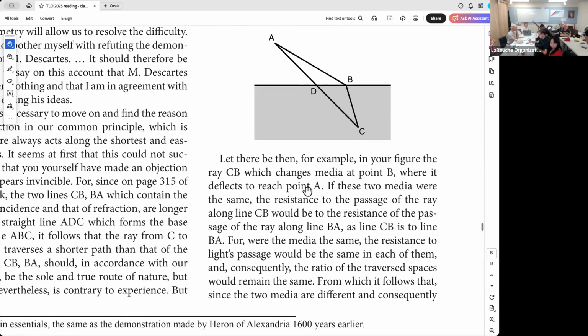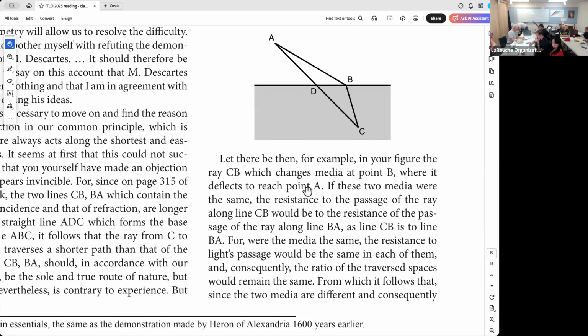Go ahead. Let there be then, for example, in your figure, the ray CB changes media at point B, where it deflects to reach point A. If these two media were the same, the resistance to the passage of the ray along line CB would be to the resistance of the passage of the ray along line BA, as line CB is to line BA. Or were the media the same, the resistance to light's passage was the same in each of them.